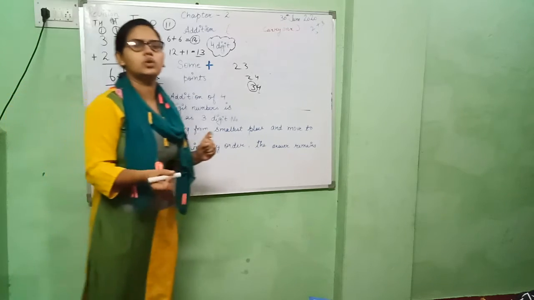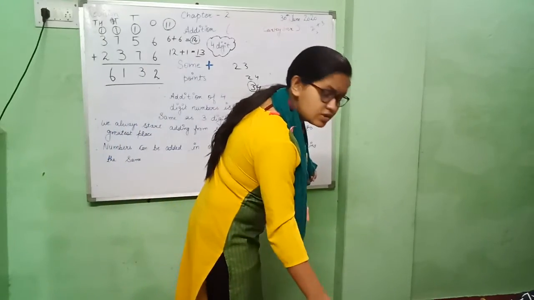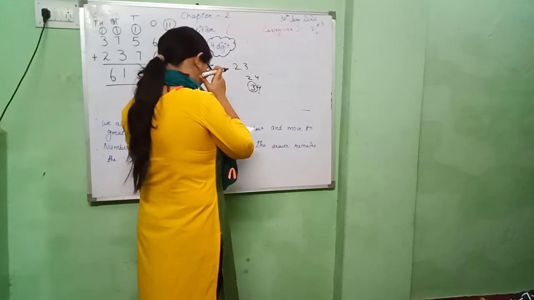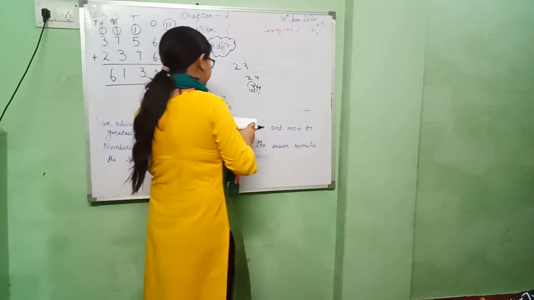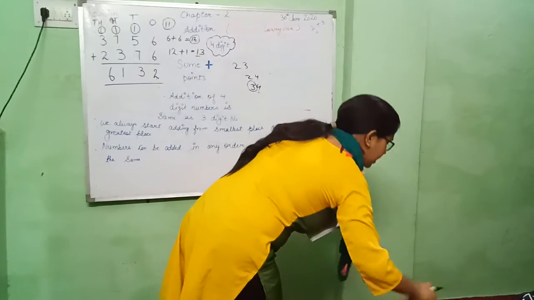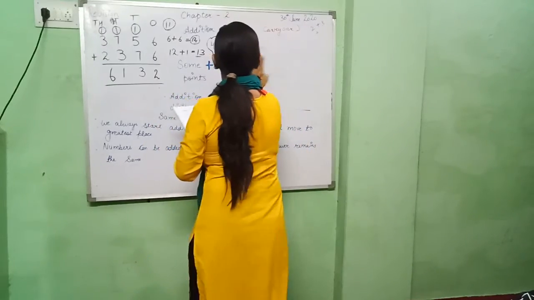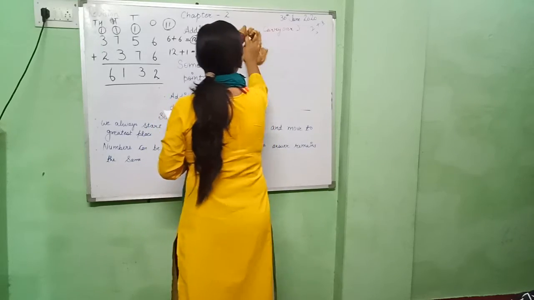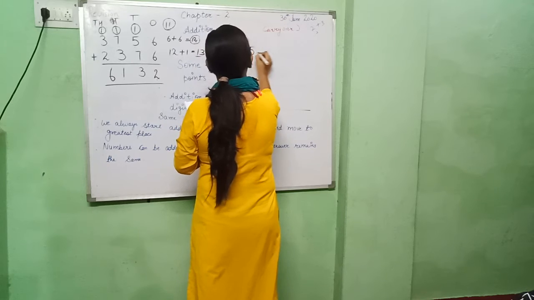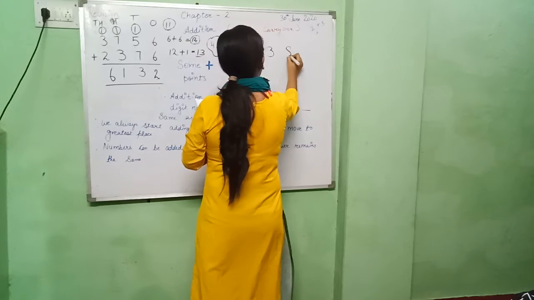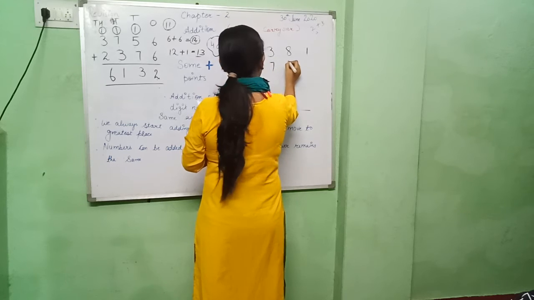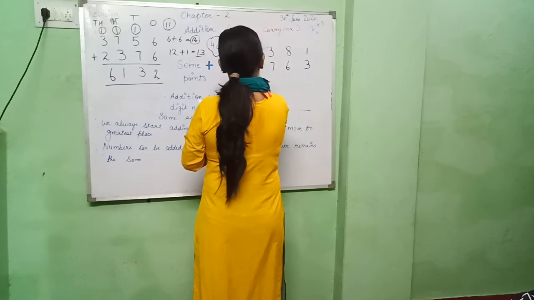We will do the other one also for you. Okay. So let's do one more example of carry sums. Okay. Now I will do one more thing for you. There is 5, 3, 8, 1. And yes, 2, 7, 6, 3.